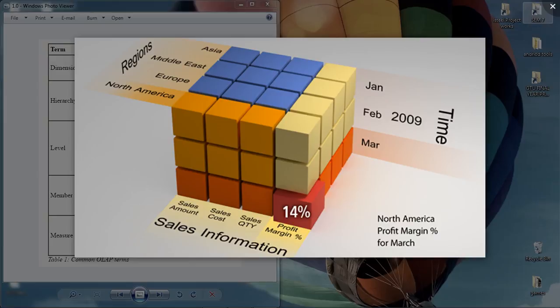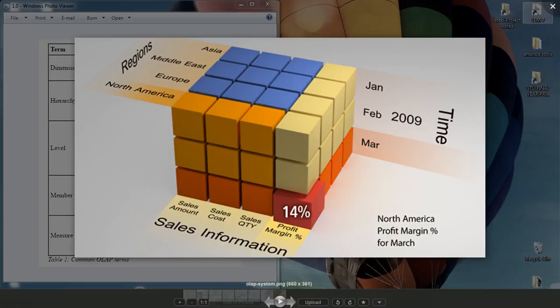Now profit margin. There is sales information like sales amount, sales cost, sales quantity, profit margin. So we get this as a 3-dimensional output. We get 14% of it. This is how we analyze all the information, and based on that we can get profit, sales and any other things. This is how I would understand a real-time scenario.